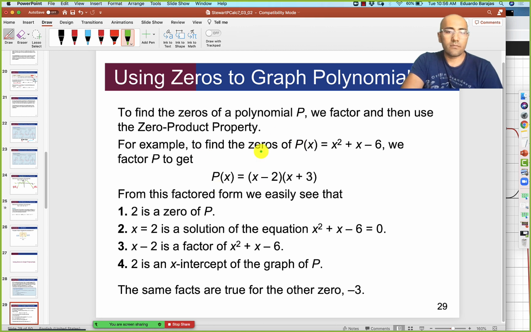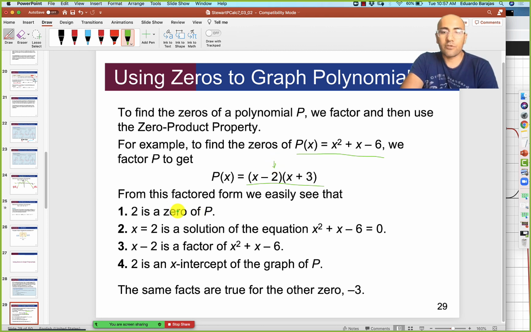Well, okay, so say we're given this polynomial. Note that if we factor it, then this polynomial can be written as this product. And from this, we can easily see some of these things. So let's look at the number 2, for example. We could say that 2 is a zero of P.